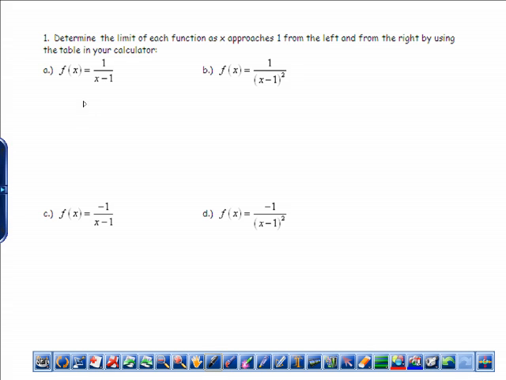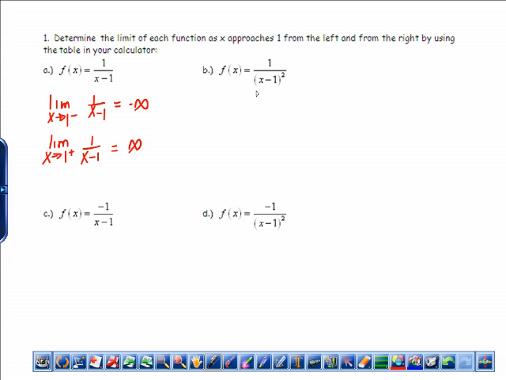So let's record that down and let's use good limit notation. Let's not just write our two answers. Let's write the limit as x approaches 1 from the left of 1 over x minus 1, that equals negative infinity. And the limit as x approaches 1 from the right of 1 over x minus 1, that equals positive infinity.